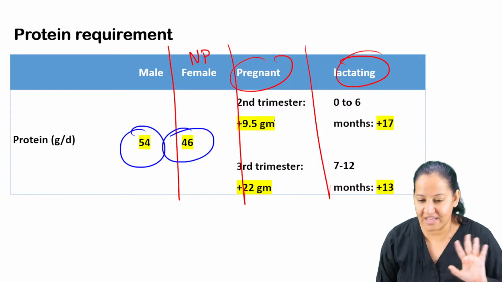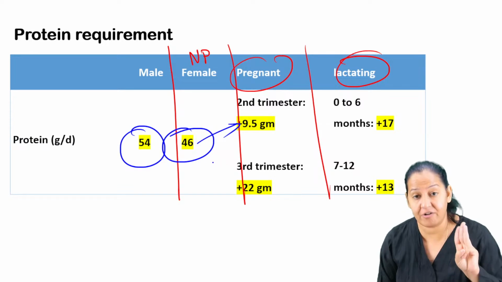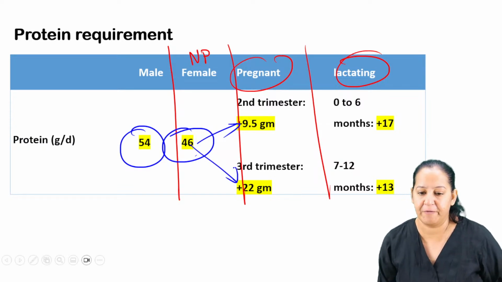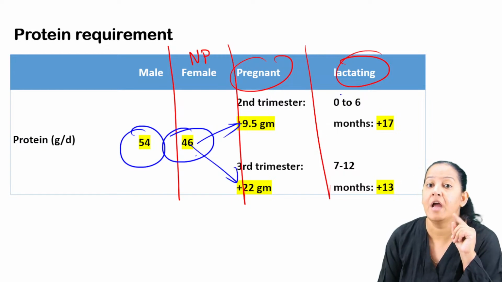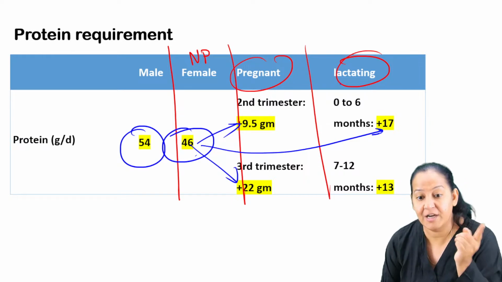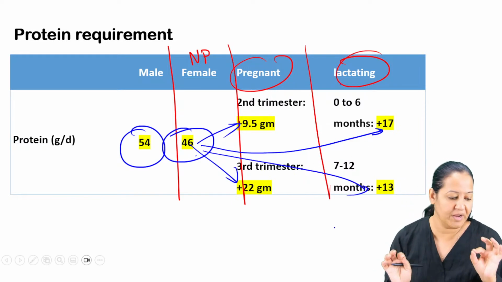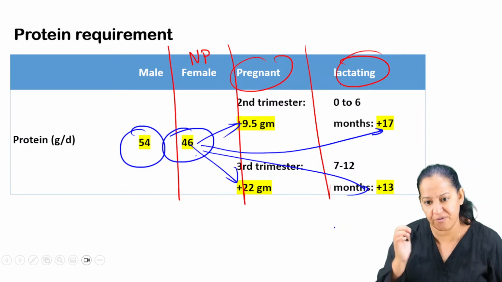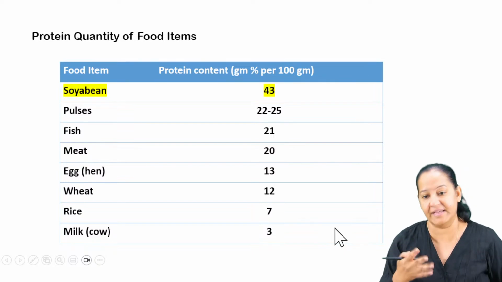During first trimester, nothing additional is required. During second trimester, 46 plus 9.5. During third trimester, 46 plus 22, whatever is the answer. Okay, during first 6 months of lactation, 46 plus 17. During next 6 months of lactation, 46 plus 13. So you get questions on all these. We have already discussed it in the preventive obstetric. That's why I'm not insisting to learn.